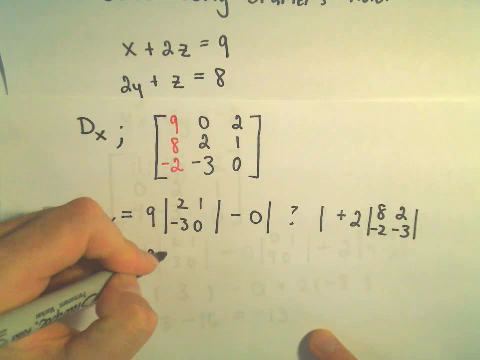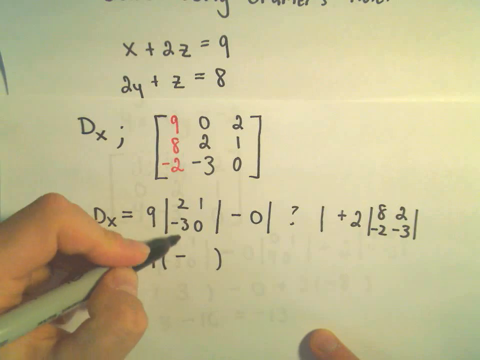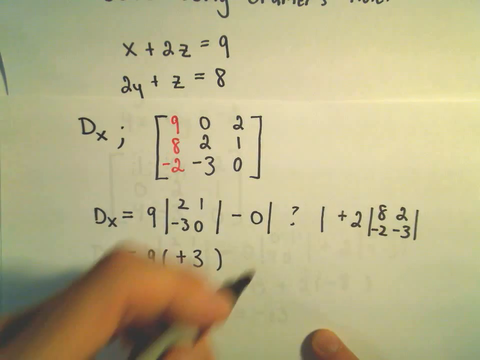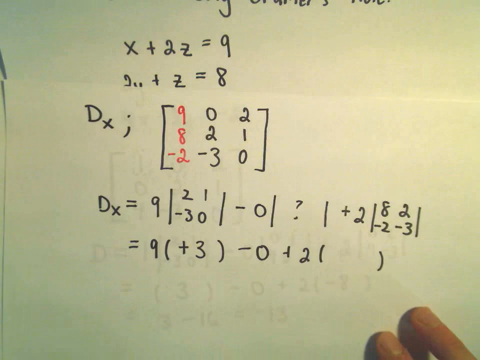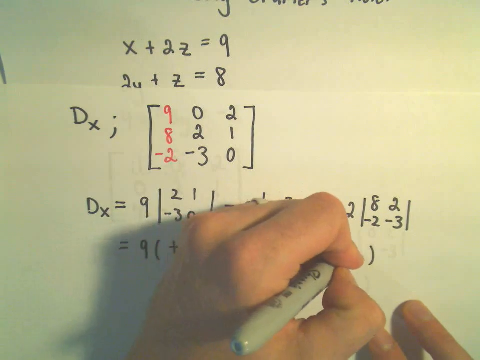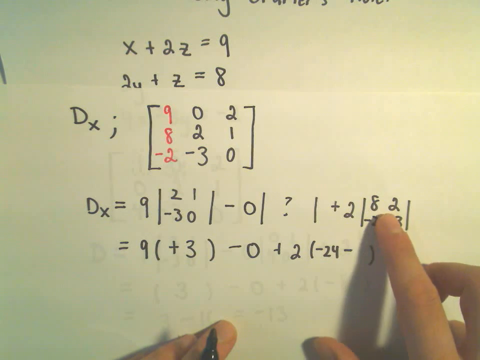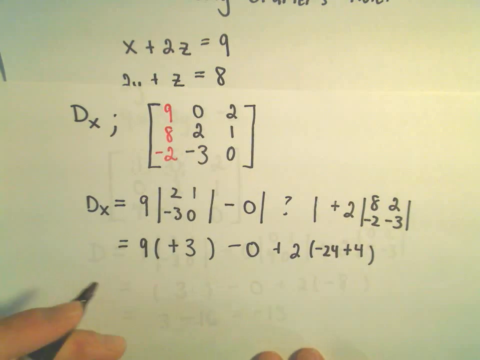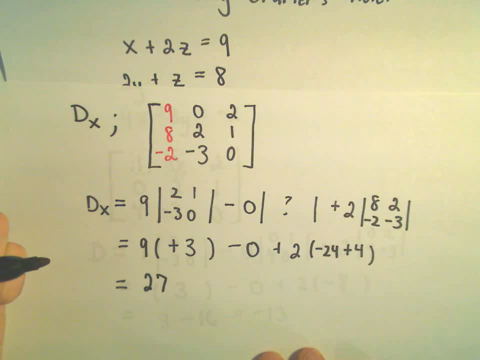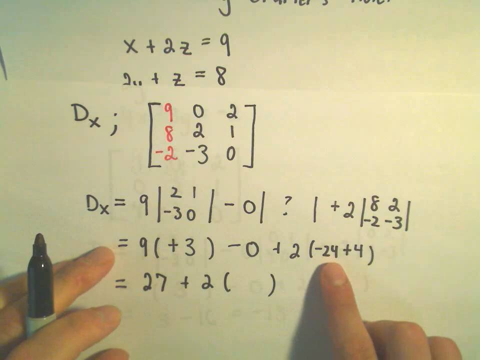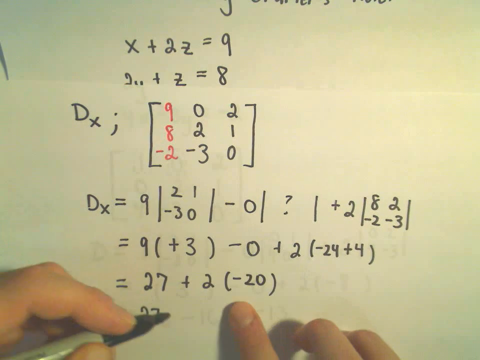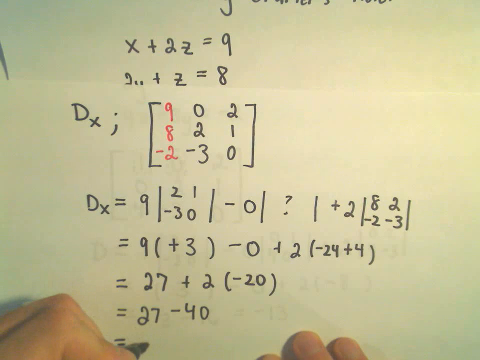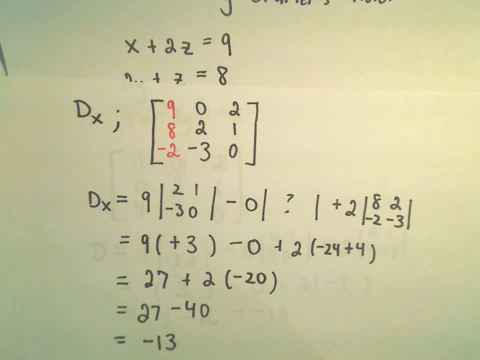So let's see if we can do the arithmetic here. So we'll have 2 times 0, which is 0, minus negative 3 times 1, which will give us a positive 3. Our middle term is going to be 0. And then we'll have plus 2 times, let's see, 8 times negative 3, which is going to be negative 24, minus negative 2 times 2, which would be negative 4, so we'll actually get plus 4. Well, 9 times 3 is 27. Negative 24 plus 4 would be negative 20. So it looks like we have 27 minus 40, and 27 minus 40 is going to give us a value of negative 13. Okay, so there's our D sub x value.